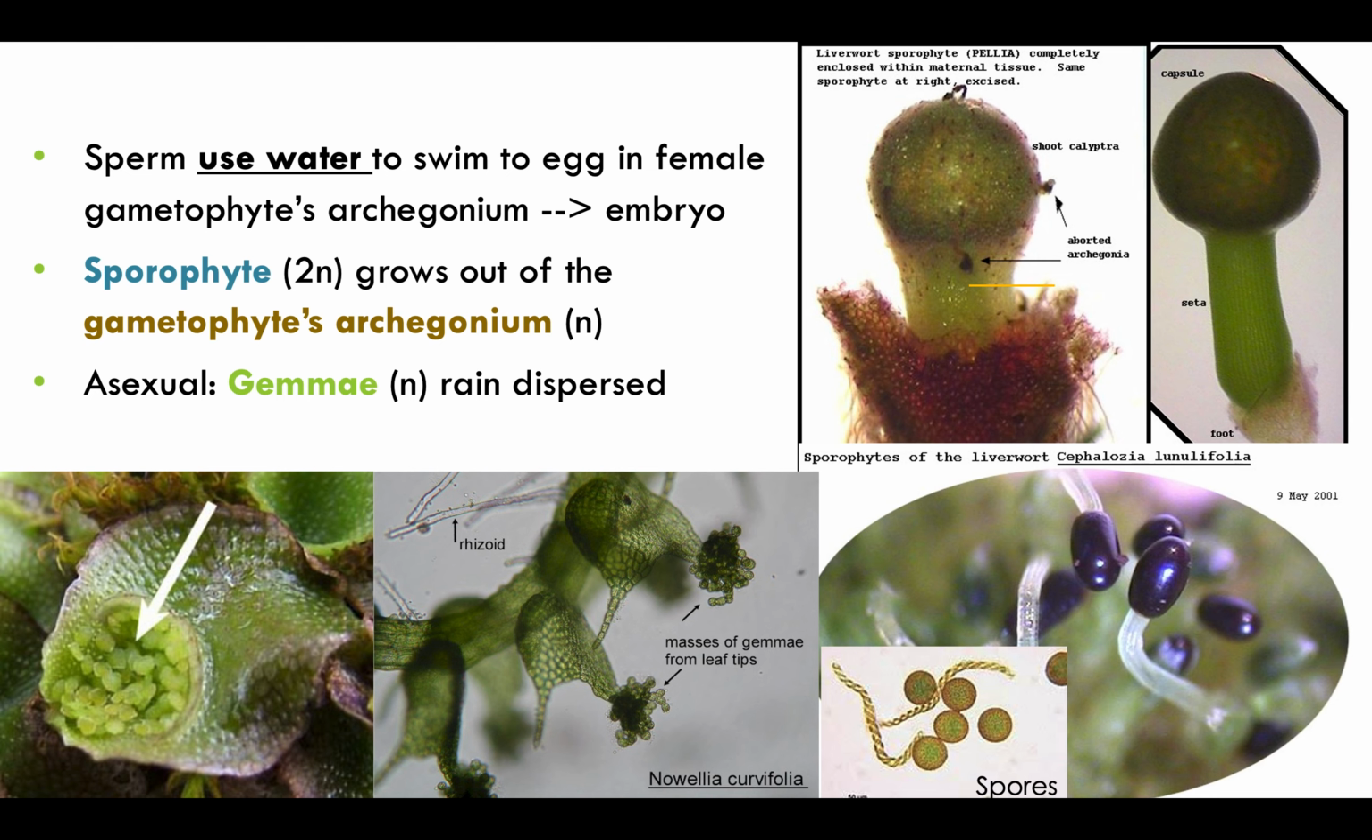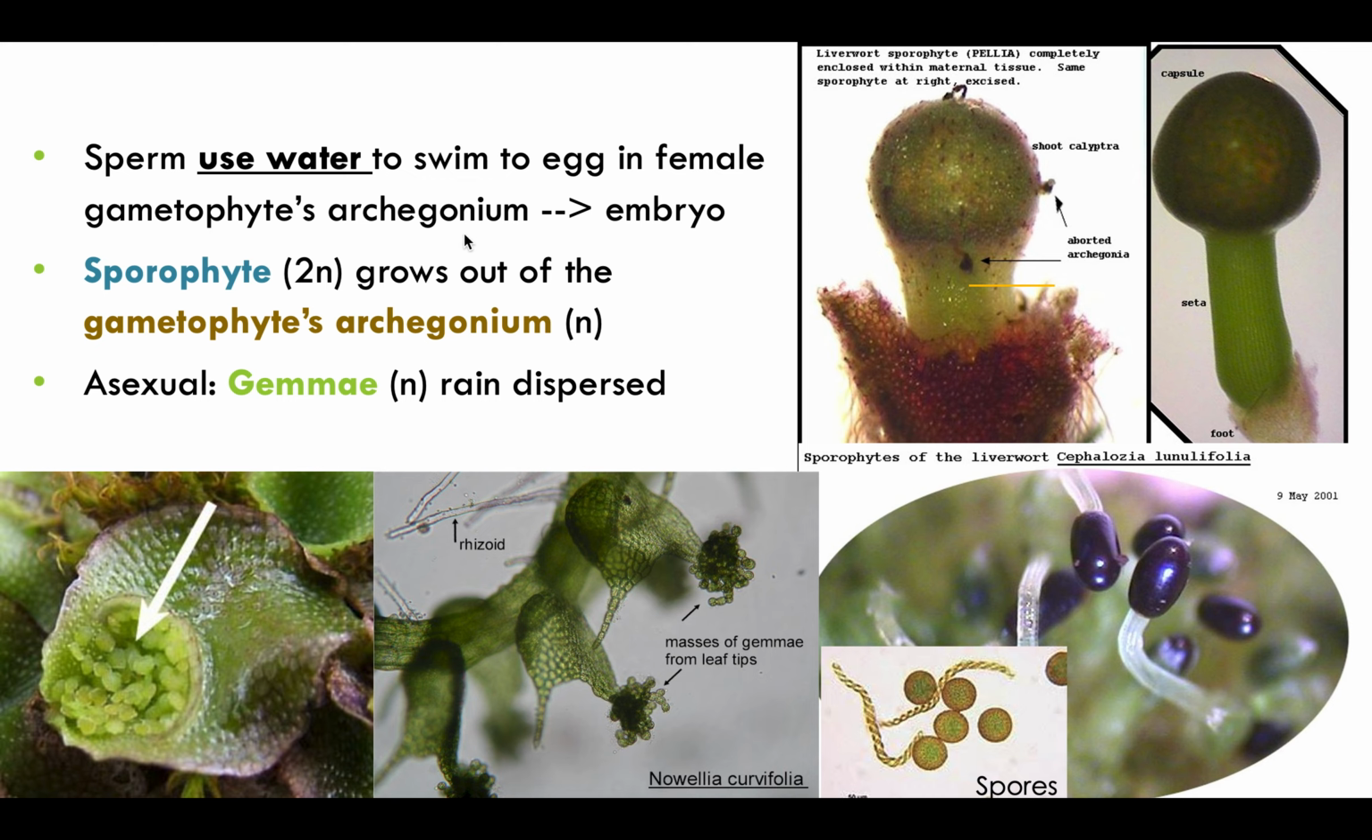So our reproduction in our Marcantiophyta, our liverworts, they require water, very similar to algae. They require water and they're photosynthetic. Those are two characteristics similar to algae in both our bryophytes and our Marcantiophyta. So the sperm actually need the water in order to swim to the egg. Our sperm here are flagellated. So they're going to swim to the egg, which is housed in the female gametophyte.